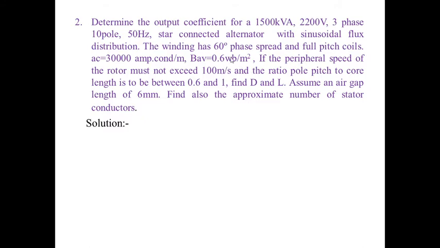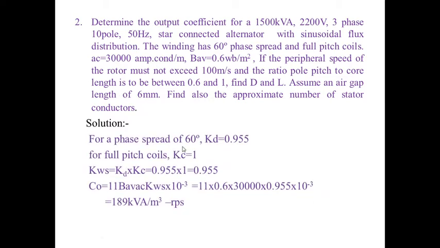If the peripheral speed of the rotor must not exceed 100 meter per second and the ratio of pole pitch to core length is to be between 0.6 and 1. So you need to choose the ratio of pole pitch to core length within the value 0.6 and 1. Find D and L, that is stator bore diameter and core length. Assume an air gap length of 6 mm. Find also the approximate number of stator conductors. So this is the statement of the problem.